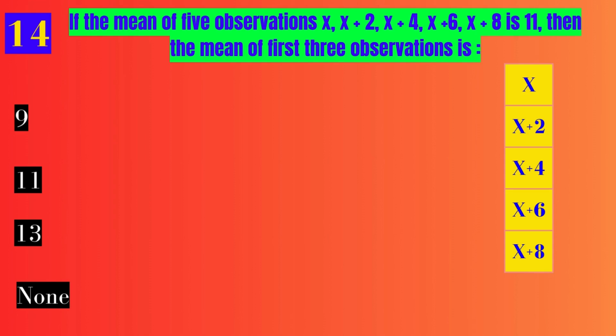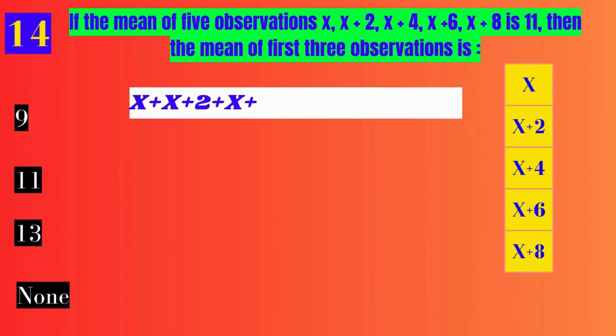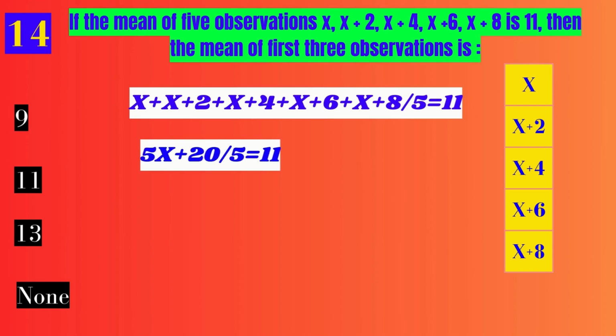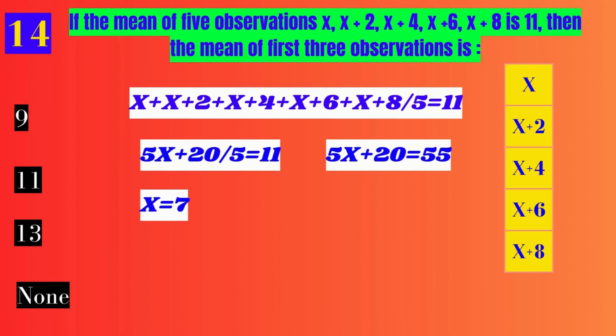The mean of the 5 observations is 11, so we can write x plus x plus 2 plus x plus 4 plus x plus 6 plus x plus 8, divided by 5 is equal to 11. Combine like terms. 5x plus 20, divided by 5 is equal to 11. Multiply both sides by 5. 5x plus 20 is equal to 55. Solve for x, we get x equals 7.